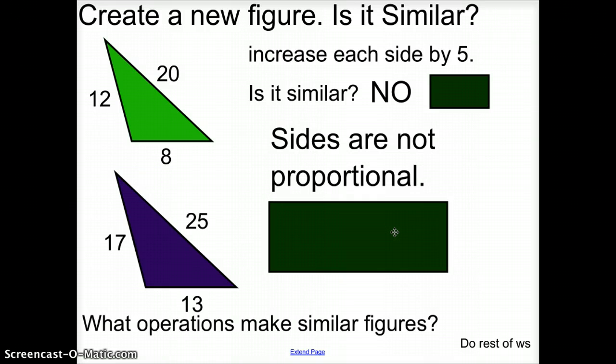So, the question is, what operations will make figures similar? Do you have to add, subtract, multiply, or divide? Is there a combination that you can use? On the next two questions on your worksheet, you'll be determining whether or not sides are similar by creating a proportion. Finish the rest of the worksheet and answer the question, what operations make figures similar? Bring that in tomorrow.